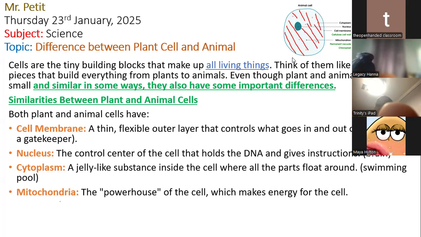Cytoplasm. Wait one second. Trinity, read it properly. It's cytoplasm. I know you can read better than that. Stop playing. Cytoplasm. Go ahead. And the last one? Mitochondria.